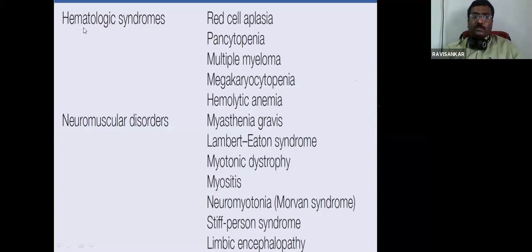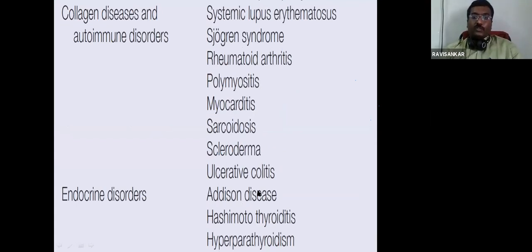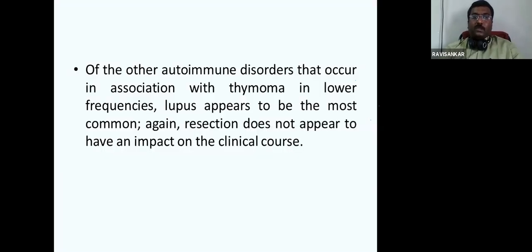So remember, the slide is to tell you that it can be associated with a variety of paraneoplastic syndromes. The hematological syndromes, which we already discussed, include pancytopenia, red cell aplasia, hemolytic anemias. The neuromuscular disorders, which we know as myasthenia gravis, etc., can have a variety of syndromes. There are also syndromes associated with collagen disorders like SLE, Sjogren, rheumatoid arthritis, polymyositis, myocarditis, sarcoidosis, ulcerative colitis, and endocrine disorders like Hashimoto thyroiditis. Which is the most common autoimmune disorder associated with thymoma? That means lupus is common.